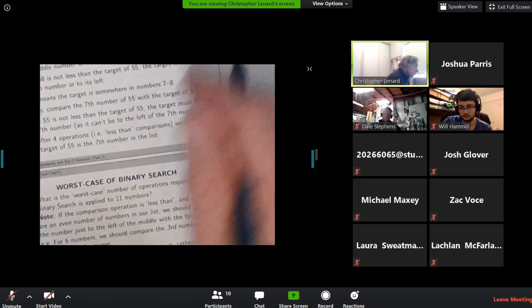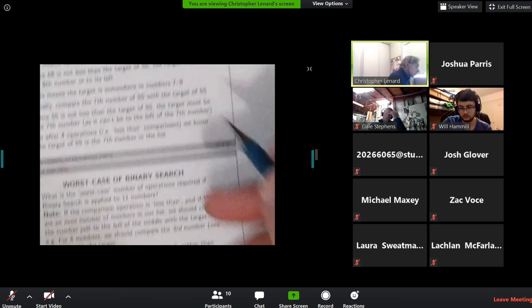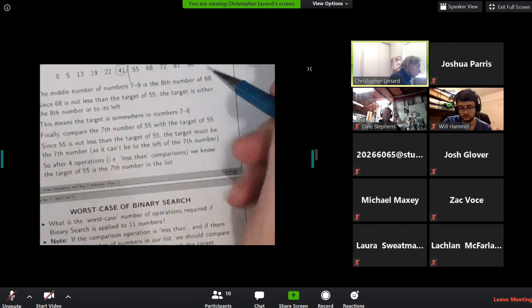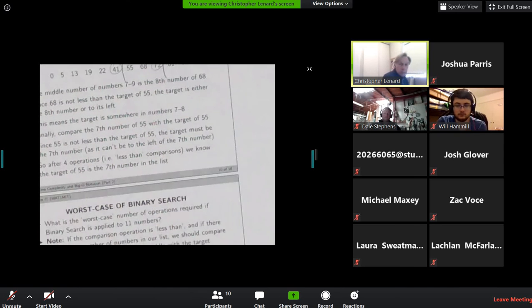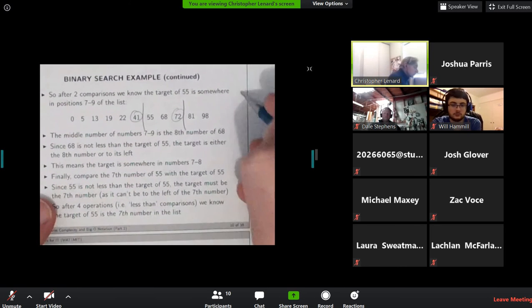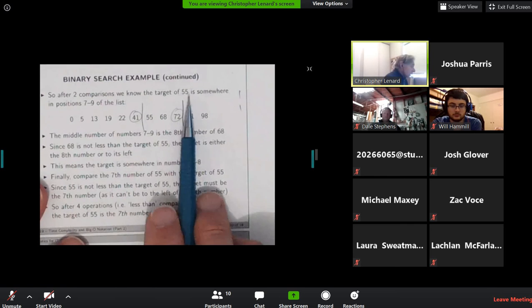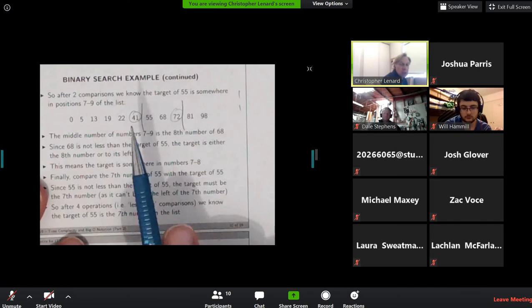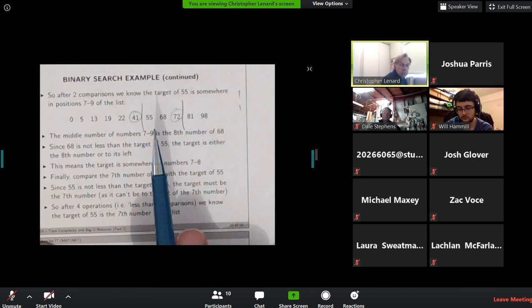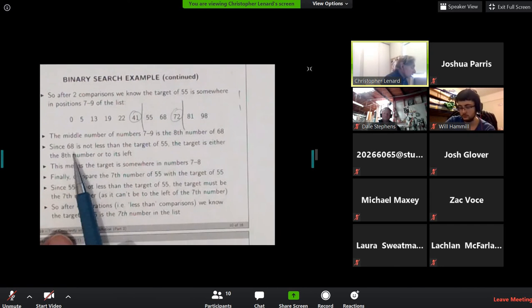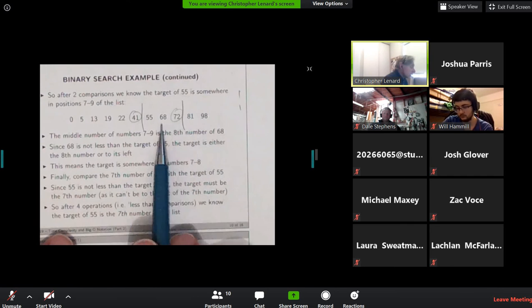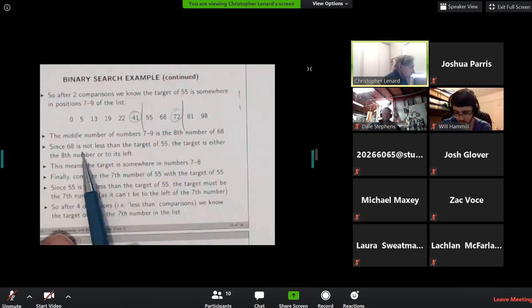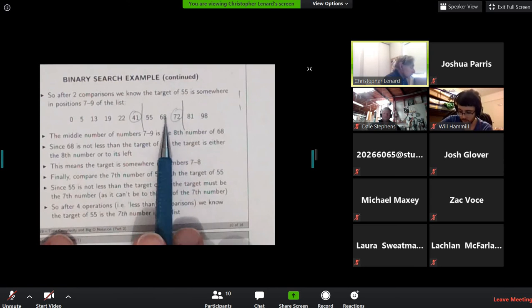Okay, so where are we up to? Okay, we divided it there. We divided it there. Okay, that was two comparisons so far. Now we compare 55 to the middle number of this smaller list. Notice that we're effectively halving the size of the list at each step. So 68 is not less than 55. Think about it as bigger than. So the target 55 is either this one or this one.